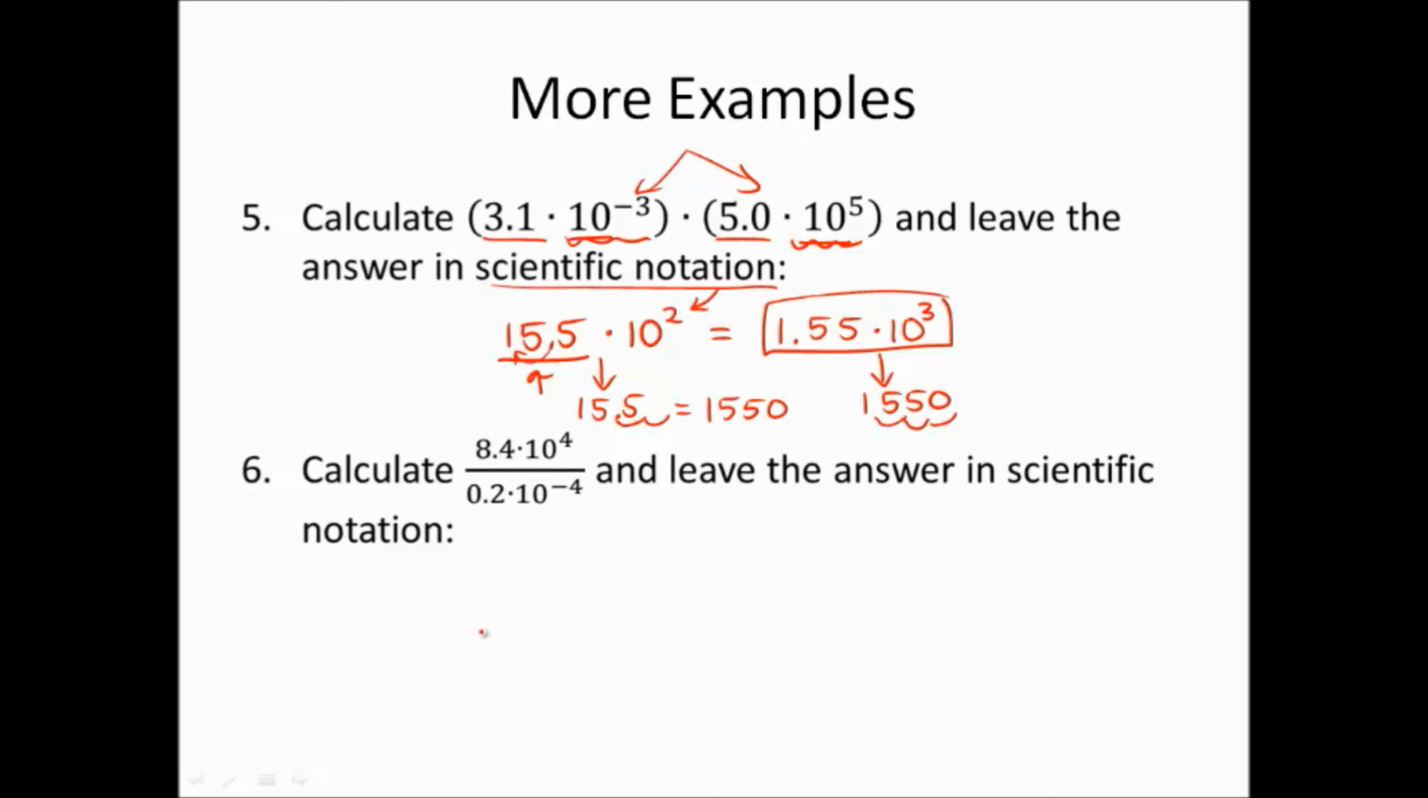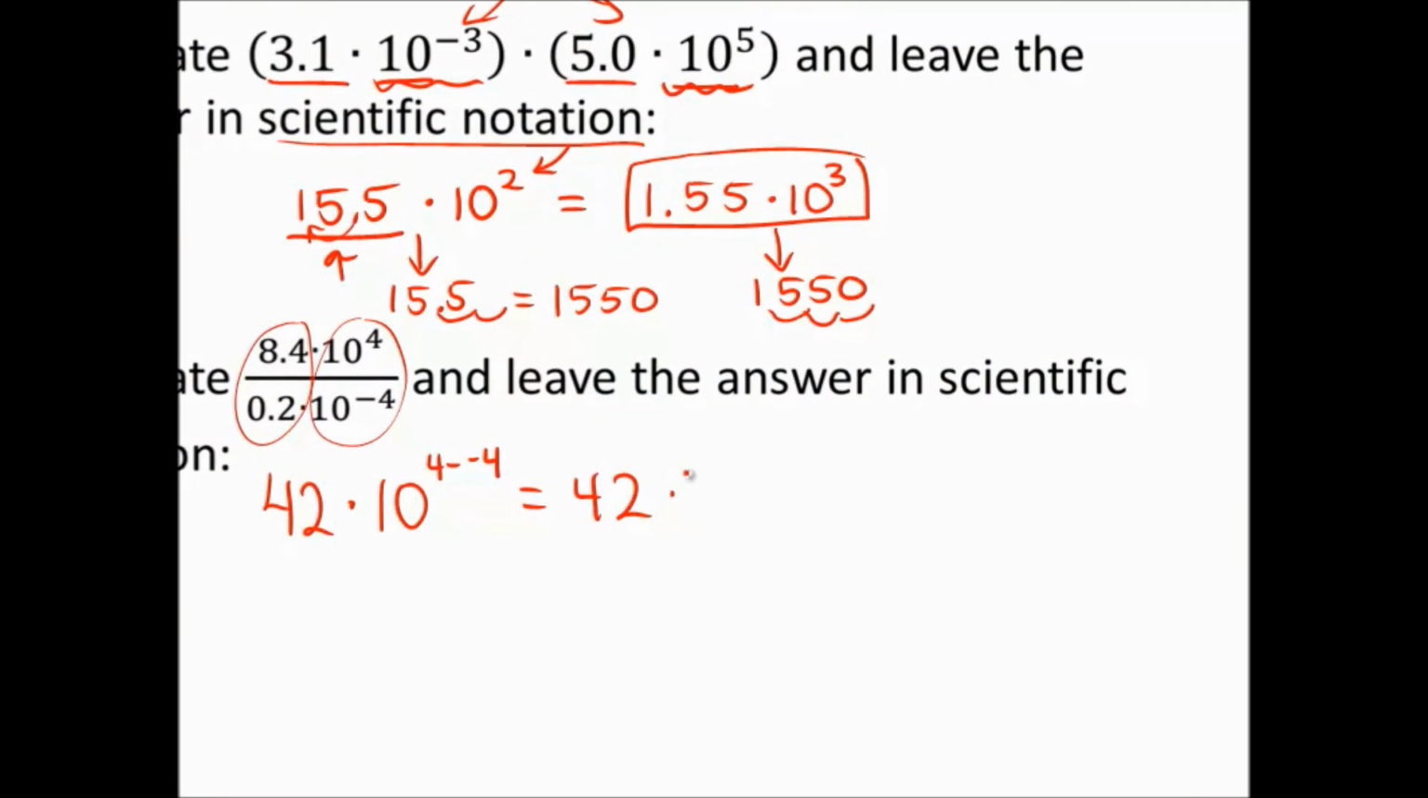The second example here, we have a division, so we can proceed in a similar manner. We'll take 8.4 and divide it by 0.2, and we'll take 10 to the 4 divided by 10 to the negative 4. So 8.4 divided by 0.2 gives us 42, and it's still multiplication times 10 to the, and remember, when we're dividing powers, we want to subtract the exponents, giving us 4 minus negative 4, which is 8. So 42 times 10 to the 8th power.